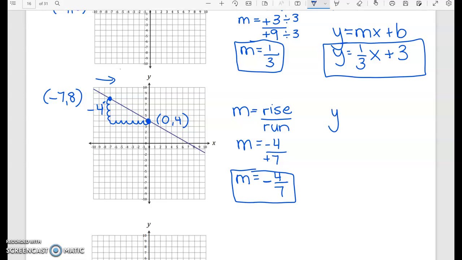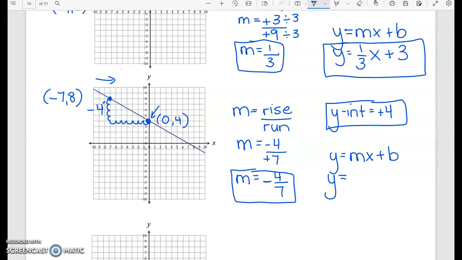And then we can look at our y-intercept, and our y-intercept again is just where the line crosses the y-axis. And so you can see that it is right here at +4. So my y-intercept is +4. My equation then, following our standard linear relation, is y equals mx plus b. So y is going to stay. I'm going to substitute -4/7 in for my m. I have an x, and then I have a +4 on the end. And I'm going to box that answer.